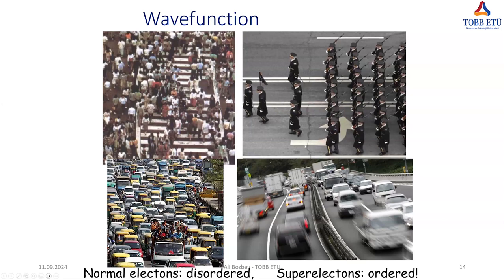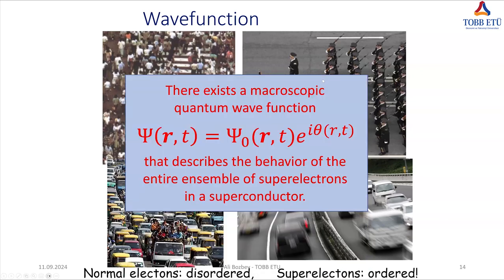Or in the case of a highway. So for superconductors, the movement of superconducting electrons or Cooper pairs can be visualized by these right pictures. And there exists a macroscopic quantum wave function in a superconducting material, defined by psi, that describes the behavior of the entire ensemble of super electrons in a superconductor. So all the super electrons are in phase and move in an ensemble, and they don't collide.